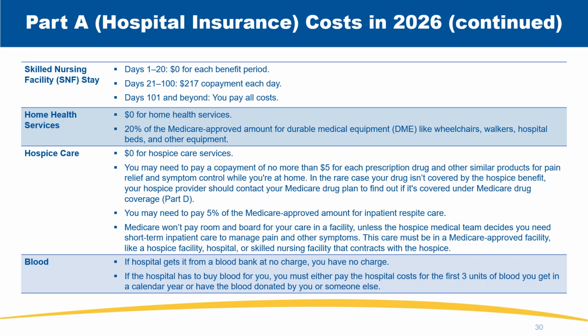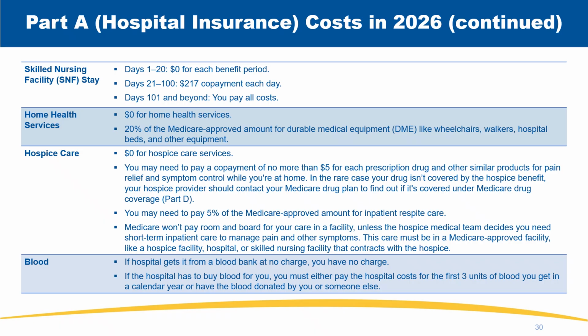You may need to pay 5% of the Medicare approved amount for inpatient respite care. Medicare won't pay room and board for your care in a facility, unless the hospice medical team decides you need short-term inpatient care to manage pain and other symptoms. This care must be in a Medicare-approved facility, like a hospice facility, hospital, or skilled nursing facility that contracts with the hospice. So hospice is mainly provided at home, except under accepted situations.